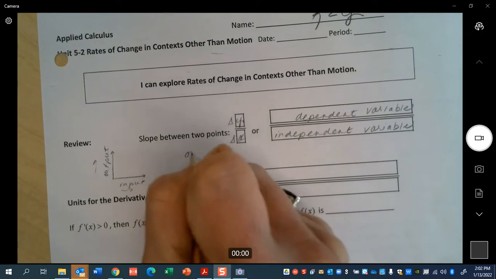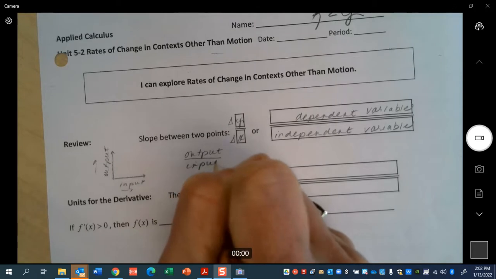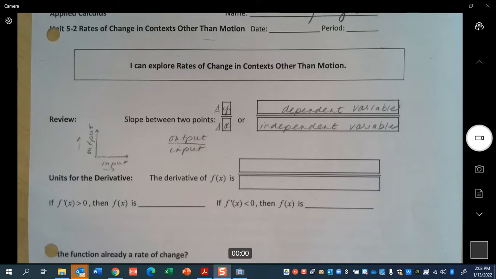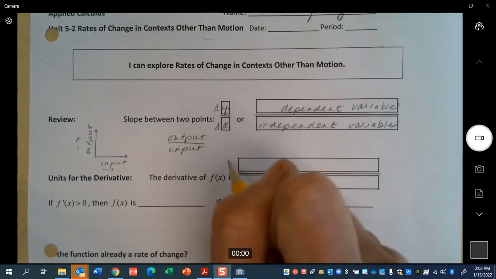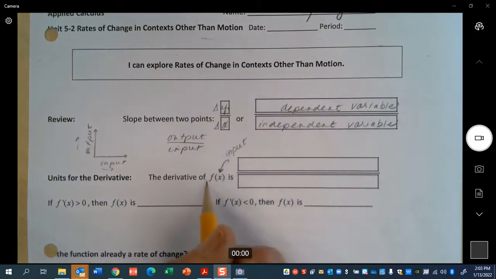So when you're talking about your changes in your output compared to your input, that has so much to do with what we talk about science-wise. And we're talking about what it is that we are measuring. Okay. So when we start talking about the derivative, we need to make sure that we understand that this x is your input, and this f of x is your output.